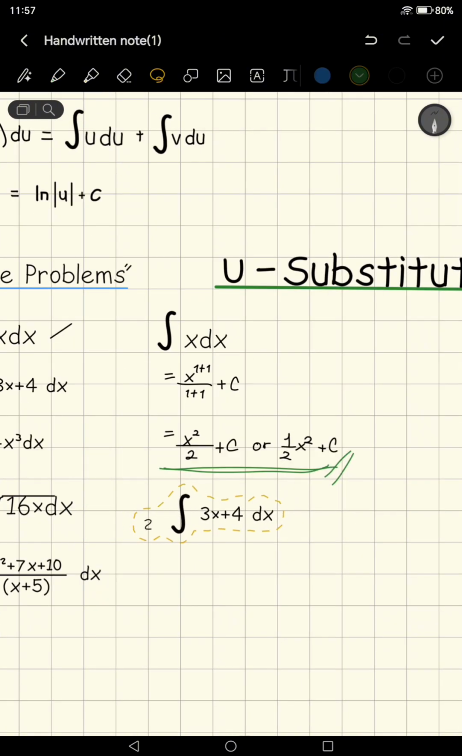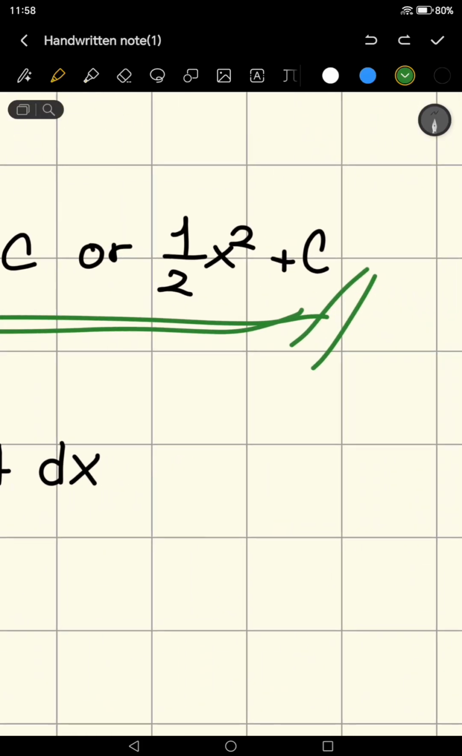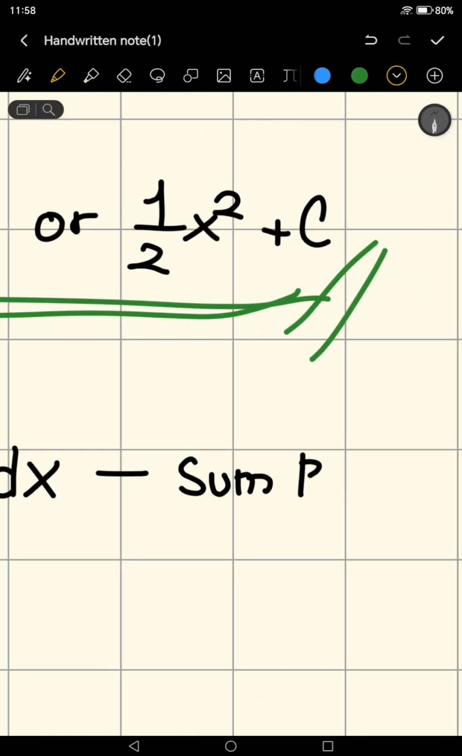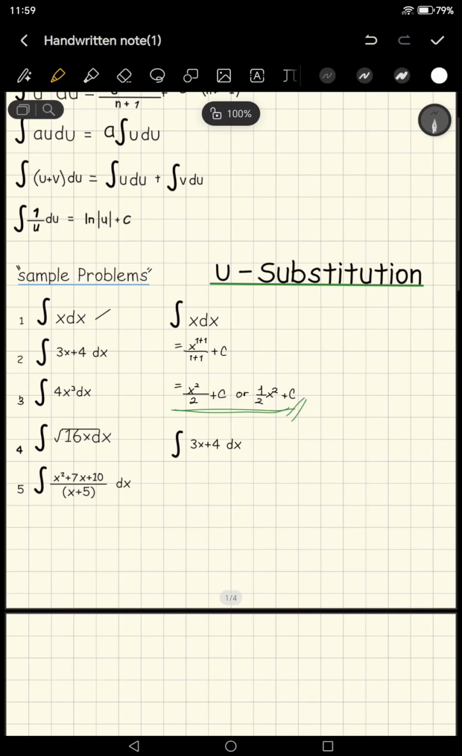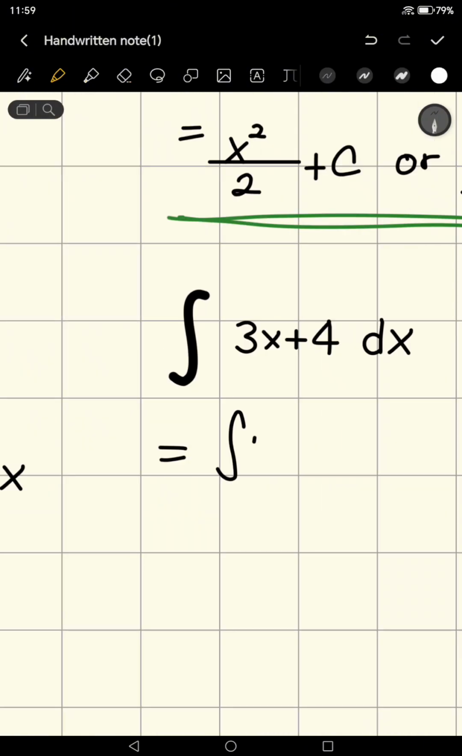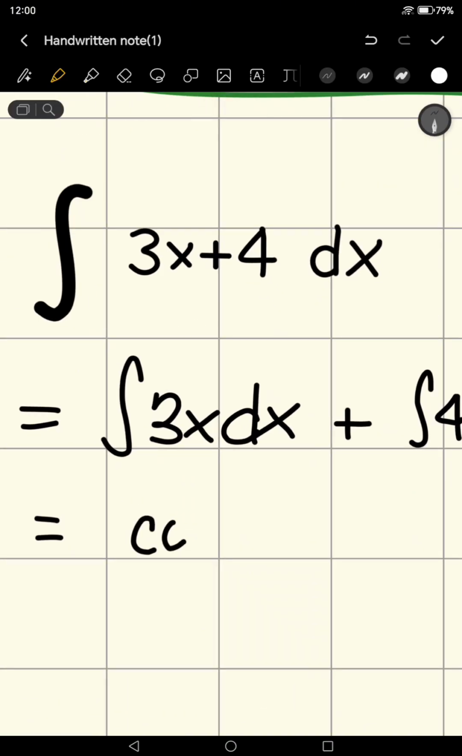So let's try solving number 2. Copy lang muna natin the integral of 3x plus 4 dx. Sum rule or linearity lang to, guys. Then after that, let's apply the constant rule. Okay, let's apply each of the rules. This will become the integral of 3x dx plus the integral of the remaining constant 4, then dx.